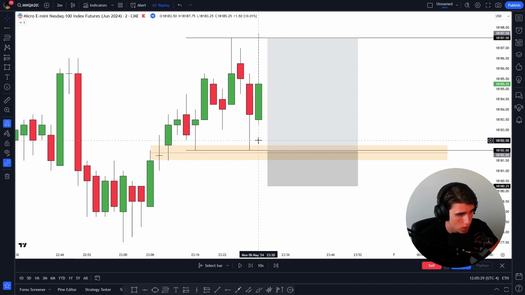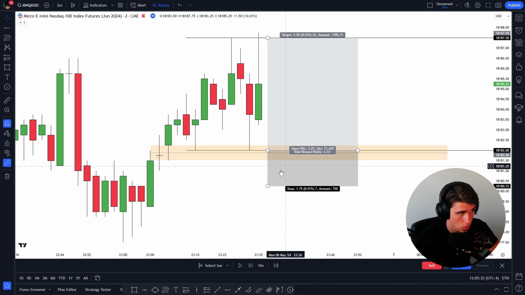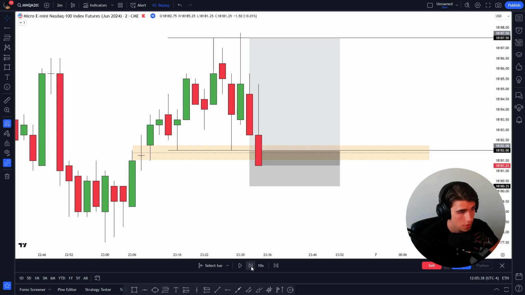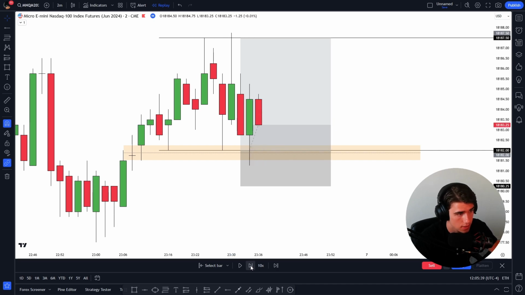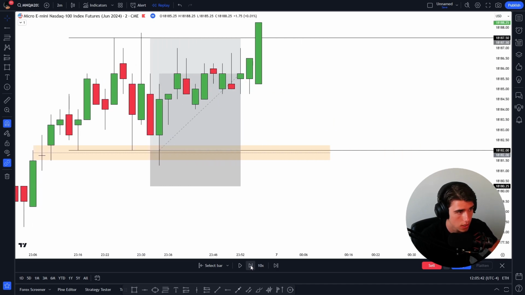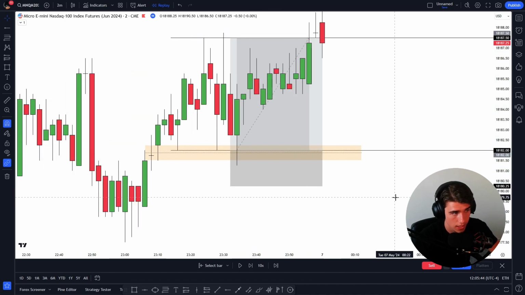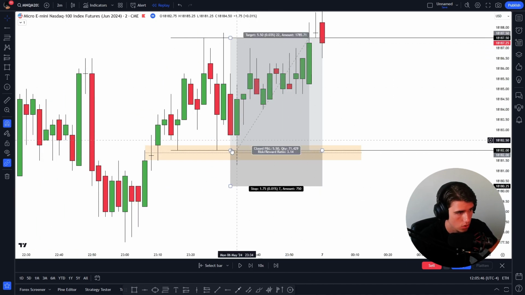So as you can see, we actually came up and swept the high of the range first. Now we're probably going to come down, sweep the low if the analogy is right. Let's see. We did indeed, and let's see what happens then. We indeed went to TP. So again, a short would have worked and a long would have worked, right?